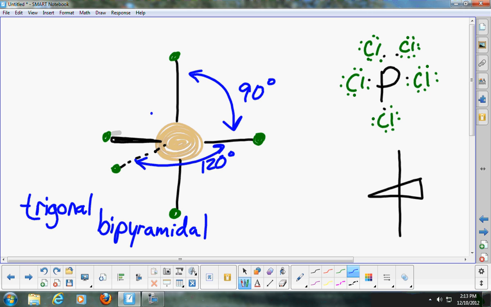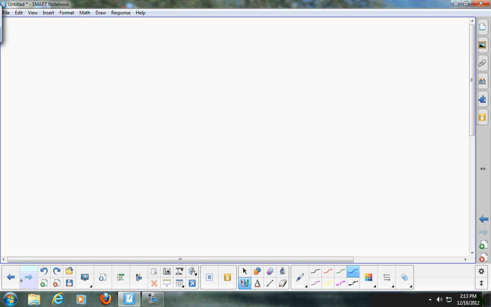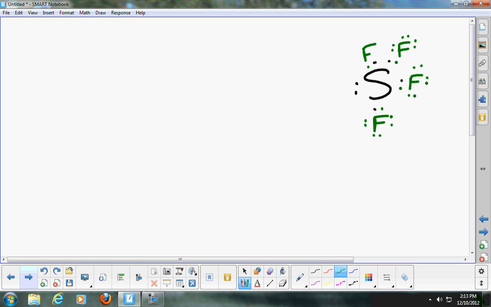Okay? We got one more on this one. Okay? And sulfur has how many around it? 6. So one. And we have fluorine or chlorine with it. Fluorine. So 6 of them. I should use a different color, but sorry, you guys were having trouble with the green and black. Okay, so there's 6 around it.